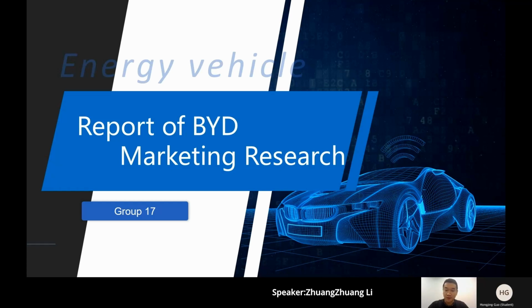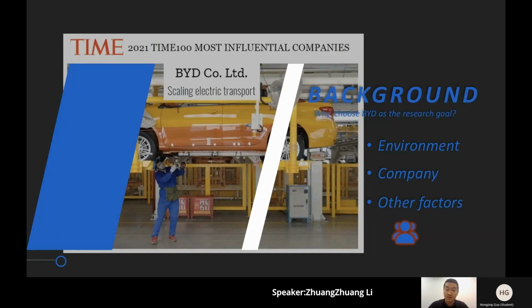The topic of our group is a research proposal for BYD and the UK new energy vehicle market. Why did we choose this topic? We divide the reasons into three parts. The first part is environment, the second part is company, and the third part is other factors. Okay, let's move to the first part.